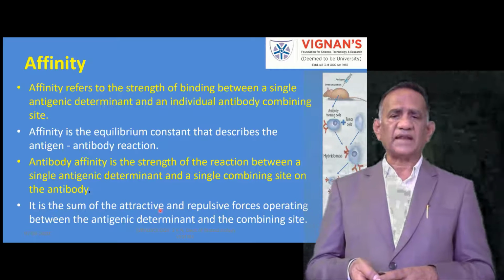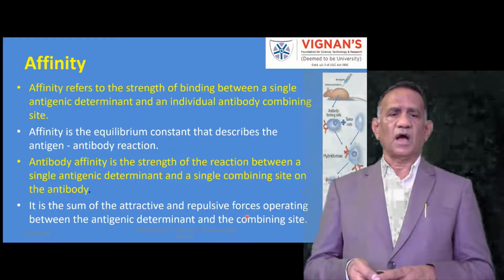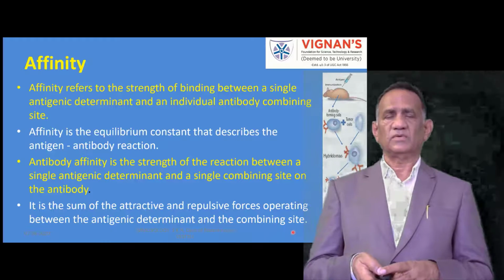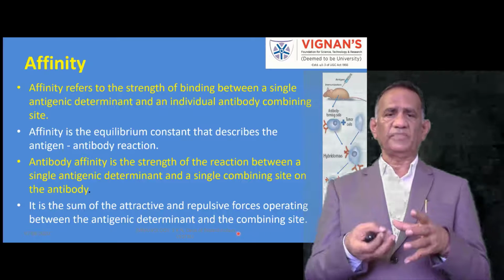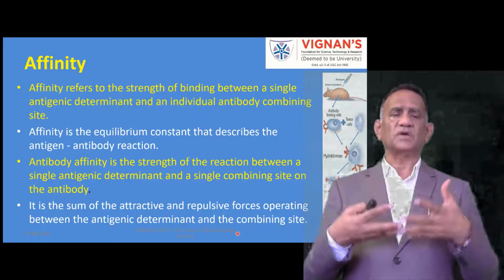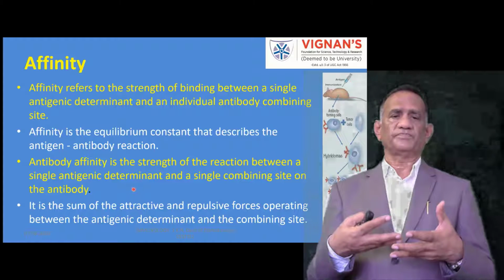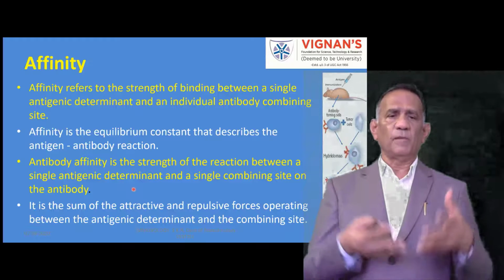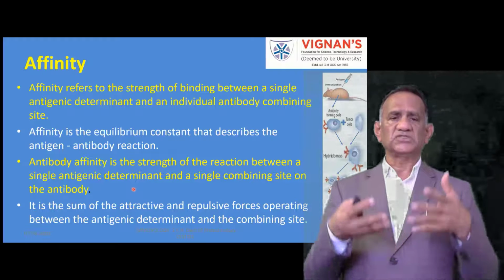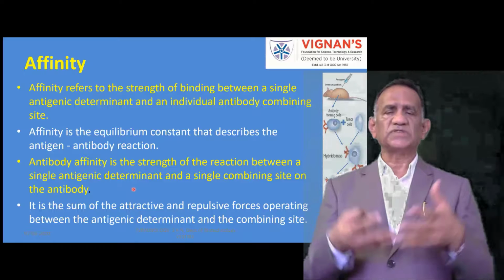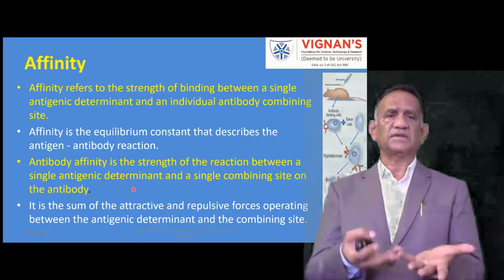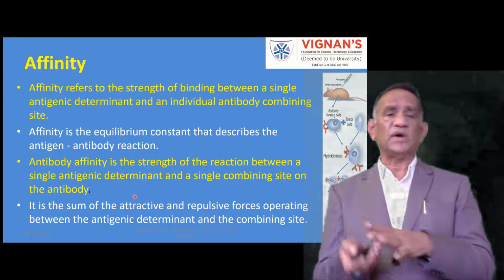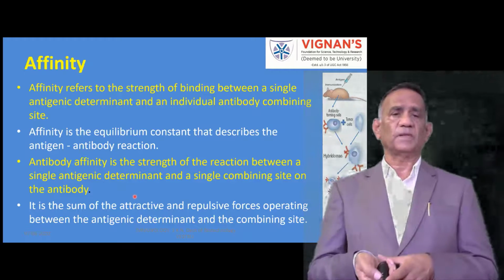It is the sum of the attractive and repulsive forces operating between the antigenic determinant and the combining site that makes the affinity. Ultimately, these two are binding because of the amino acids. The paratope of the immunoglobulin and the epitope of the antigen both have chargeable amino acids. Those chargeable amino acids will bind. That's what the affinity ultimately is. There is no question of other things. It's only one amino acid interacting with another amino acid.